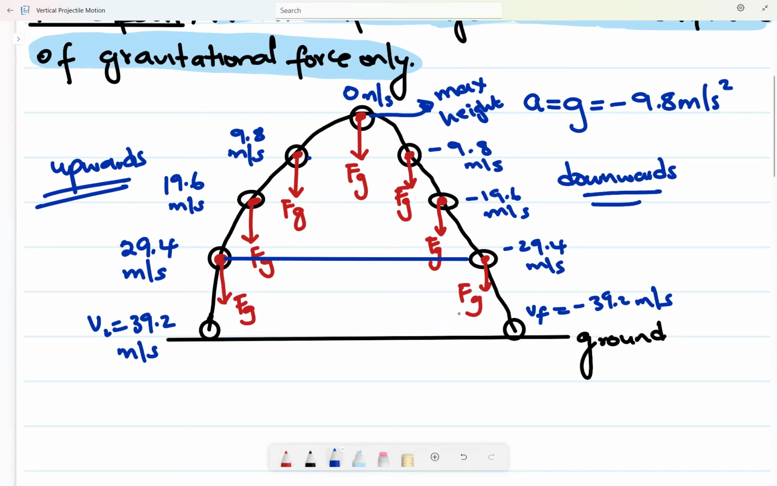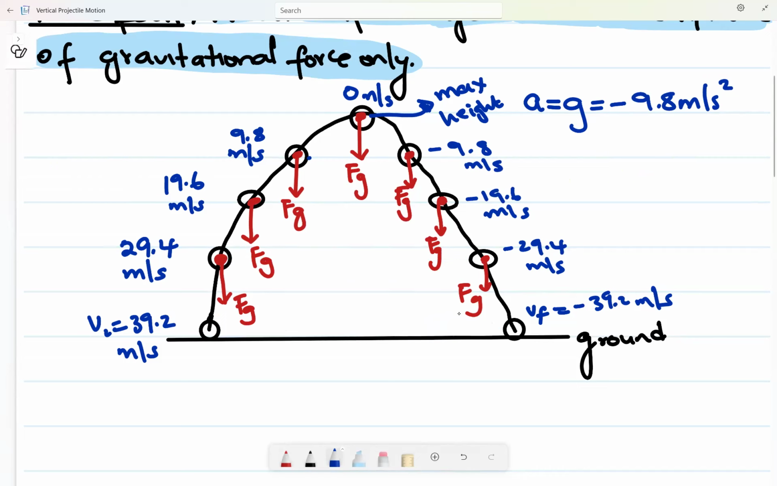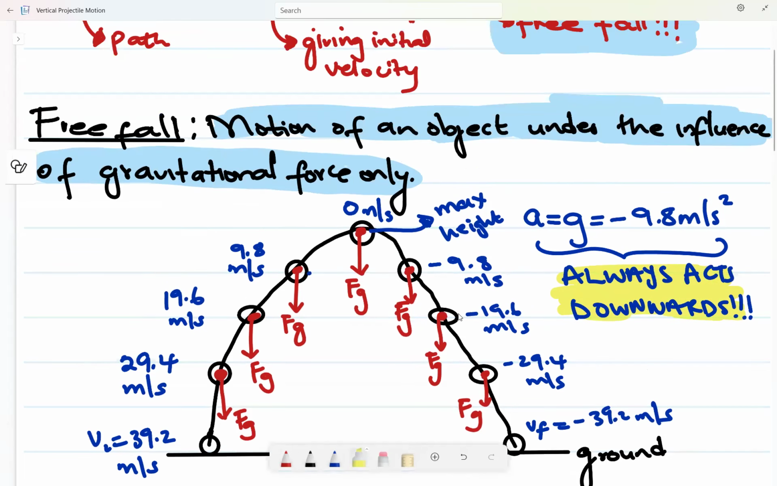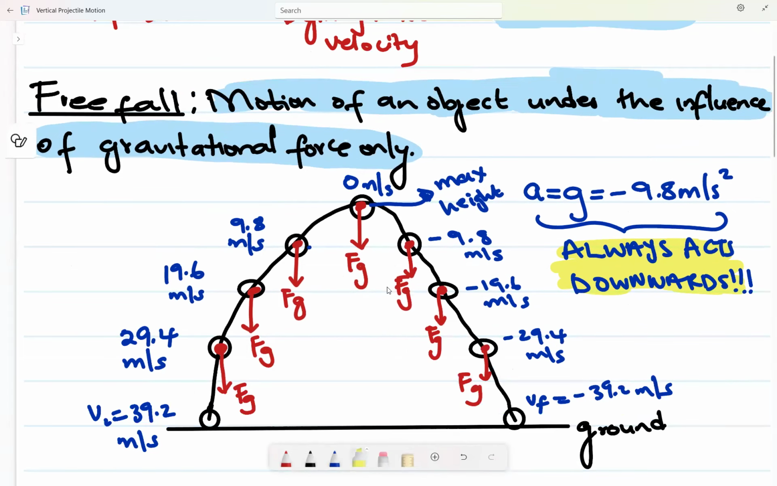But one important thing: gravitational acceleration always acts downwards. Very, very important, this one. This one always acts downwards, the gravitational acceleration.